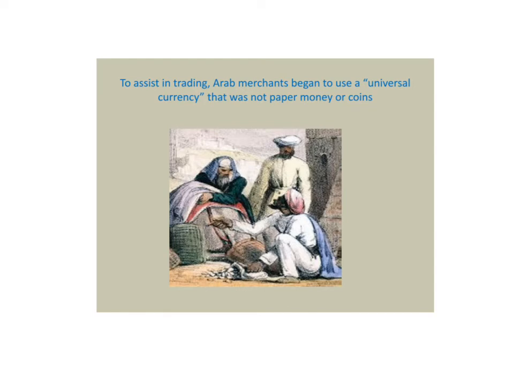Over time, these Arab merchants really began to use a universal currency. So by universal currency, I mean one form of money that everybody used. It would not have been a money that you and I would use. It wasn't paper money. It wasn't coins. The first people to develop paper money were the Chinese, but they had not developed it yet. But they did have a universal form of currency.